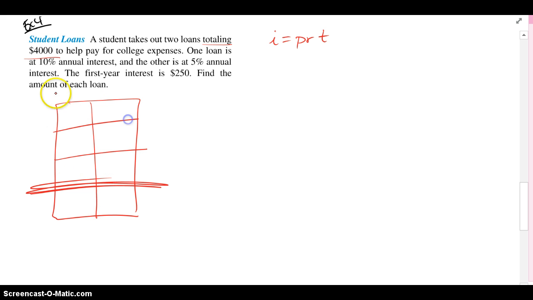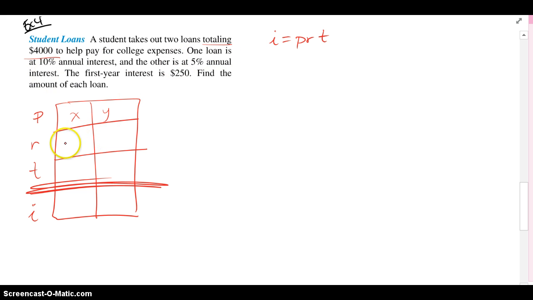I'm going to have the principal times the rate times the time spit out the interest in the last column. So the question is, find the amount of each loan. In other words, the principal, the amount that was pulled out of each loan. I don't know that, so I'm going to call it x and y. I do know the two different interest rates.